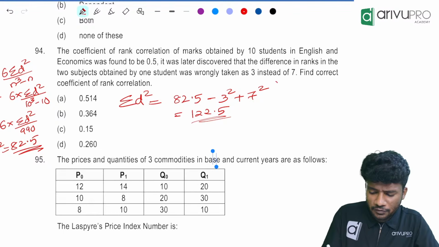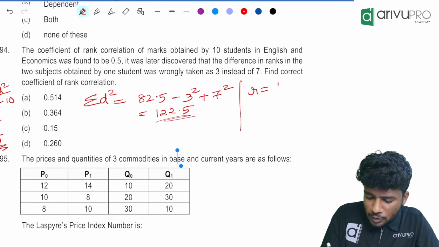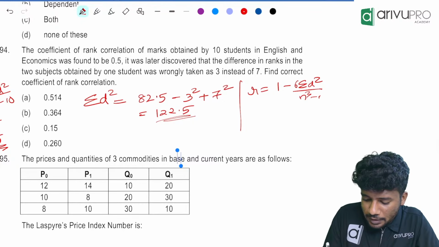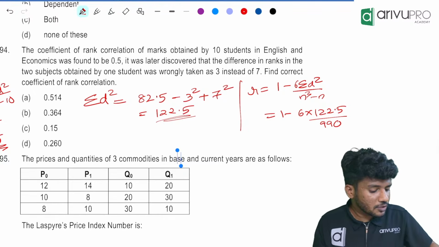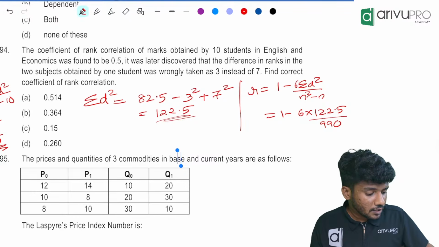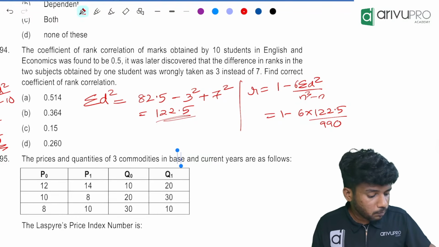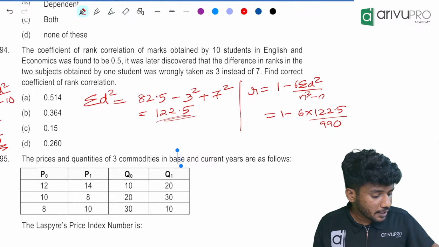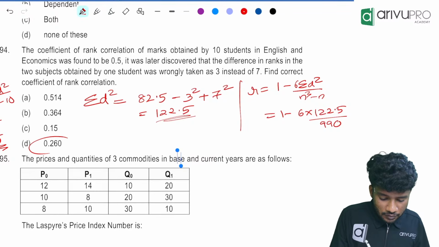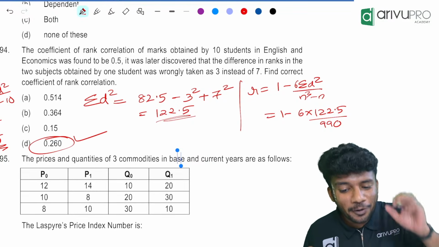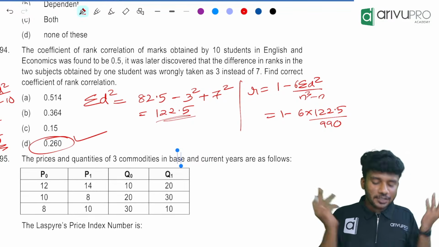Now you find the value of R. Very direct answer. R is equal to 1 minus 6 sigma d square divided by n cube minus n, which is nothing but 1 minus 6 into 122.5 divided by 990. How much is it? Take your calculator. That is 6 into 122.5 divided by 990. Then click plus or minus plus 1, which is equal to how much? 0.2575, approximately equal to how much? 0.26. Option D is your answer.